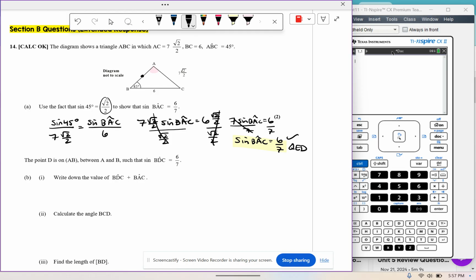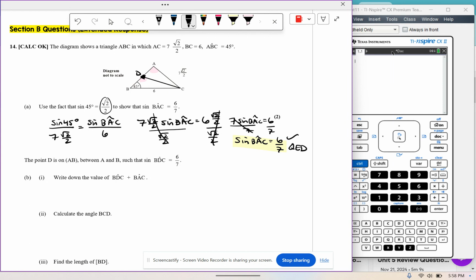Okay, so now I'm going to look at another point D. It's on AB, and what does point D do? I don't want an arrow on it. Point D is on AB, and it's between A and B such that the sine of BDC is 6 over 7. Okay, so if two angles yield the same sine ratio, that must mean that those two angles are supplementary.